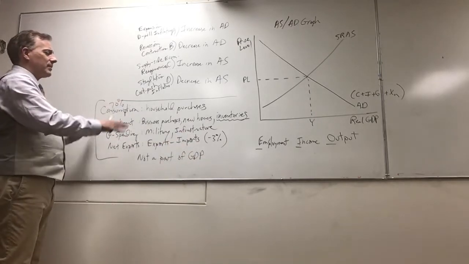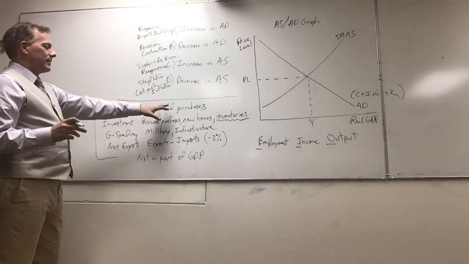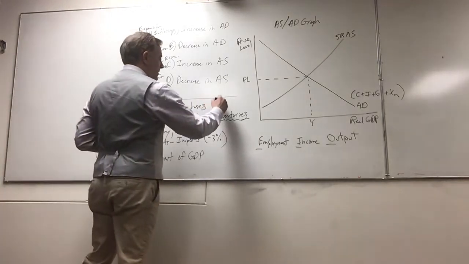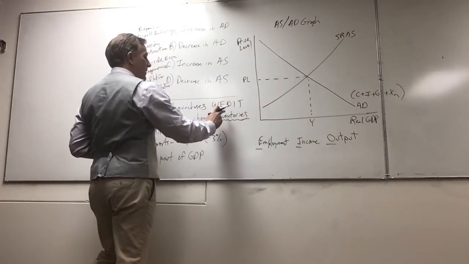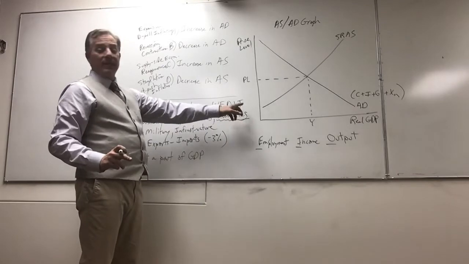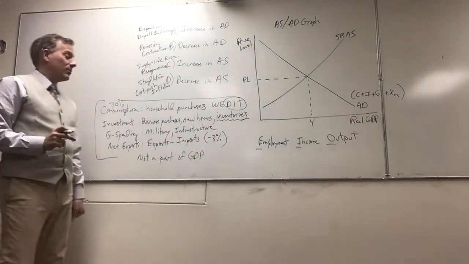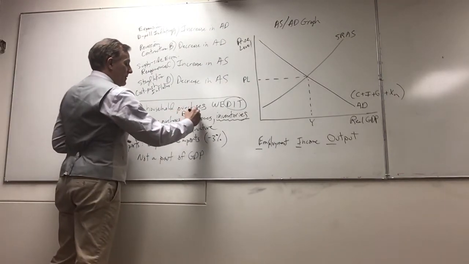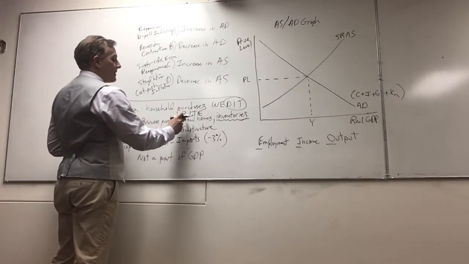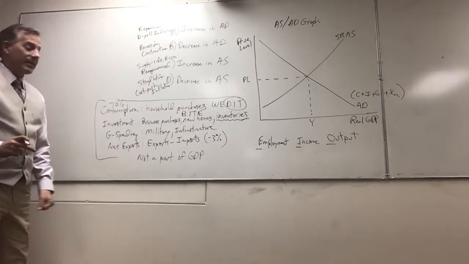And know your determinants for all of these. So we've gone over this a lot, but consumption, we've got WEDIT: wealth, expectations, debt, interest rates, and taxes. Remember, we want debt, interest rates, and taxes to be low. For investment, we've got BITE: business taxes, interest rates, technology, and good expectations.